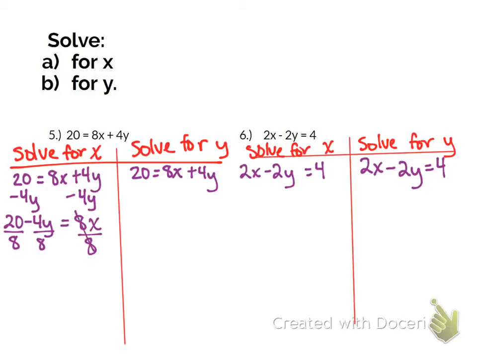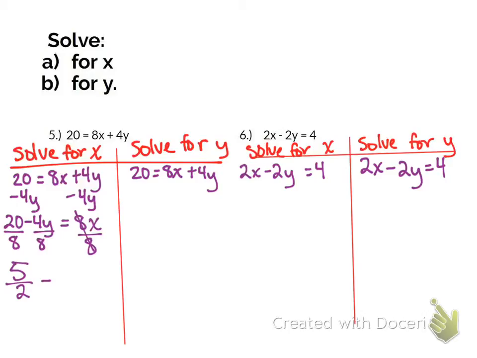Cancel out completely. That's what we wanted. 20 over 8 will also simplify though. 20 and 8 are both divisible by what? 2, but bigger than 2. 4. What's 20 divided by 4? 5, and 8 divided by 4 is 2.